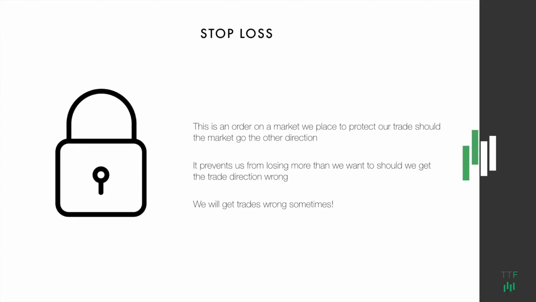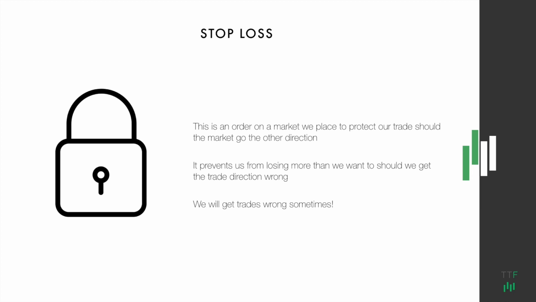Stop losses. With regards to trading, we want to make sure that we're protecting our capital as much as possible, and this comes in terms of stop losses. A stop loss is an order on a market that we place to protect our trade should we get the direction wrong. So if we're going long of a market and our target is 50 pips, we might say we want to have a stop loss at 20 pips. If the market falls by 20 pips, we're going to come out of that. We're going to accept our loss.